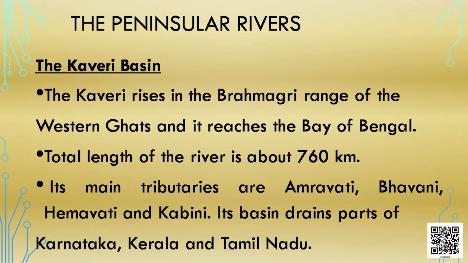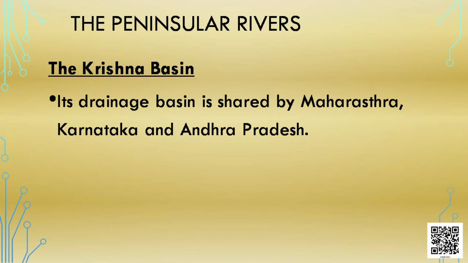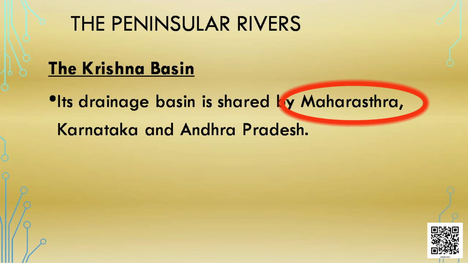Coming to the last but not the least, the river Krishna. The total length of this river is about 1,400 km. Bhima, Musi, Ghataprabha, Koyna and Tungabhadra are some of its tributaries. This Krishna basin flows through Andhra Pradesh, Karnataka and Maharashtra.